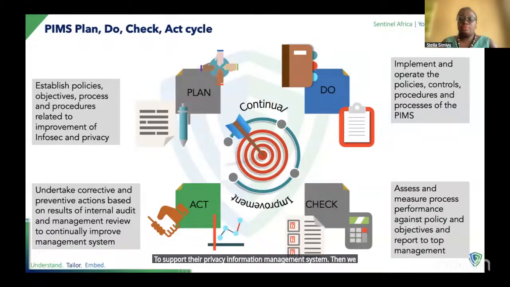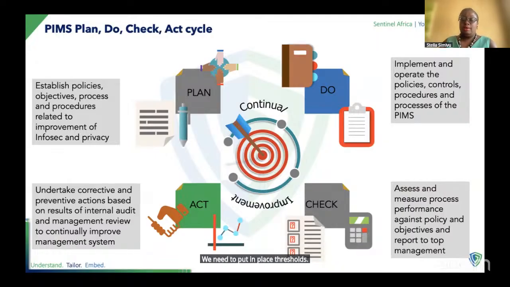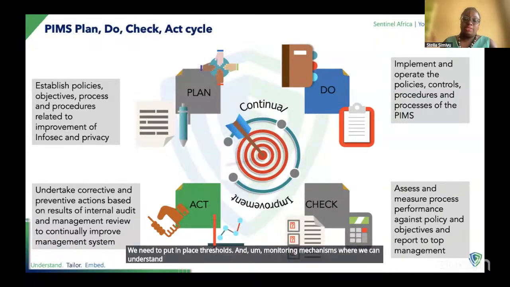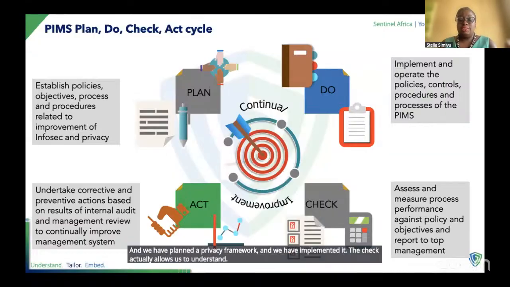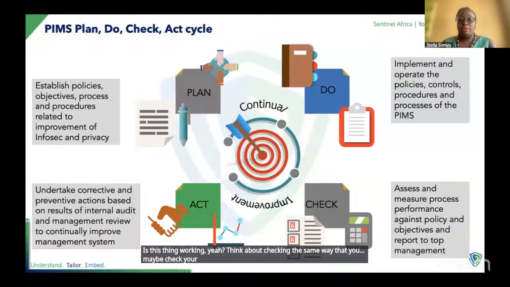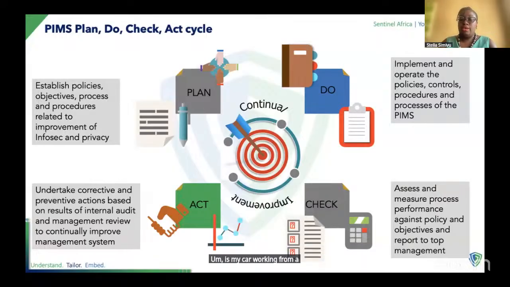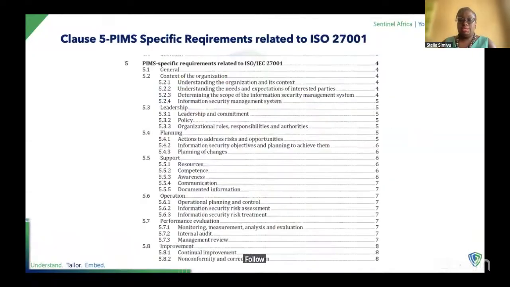Then we check. In the checking, we need to put in place thresholds and monitoring mechanisms. When we say we want a privacy framework, and we have planned a privacy framework and implemented it, the check allows us to understand: is this thing working? Think about checking the same way that you check your car from time to time. You say, okay, is my car working, has it properly been maintained? Is the tire pressure okay? So that's checking. And then ACT is all about improving. So all standards follow the PDCA cycle.